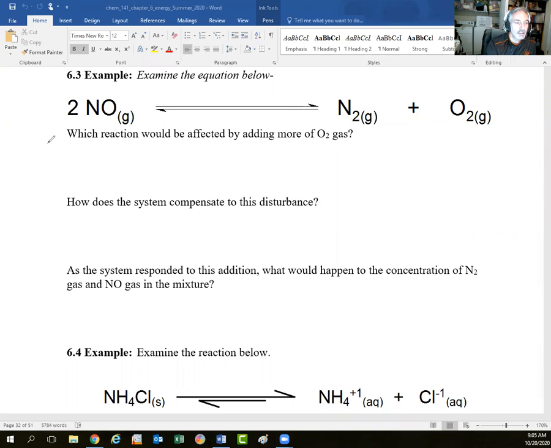Okay, so which reaction is affected by adding more oxygen gas? So adding more oxygen gas, there it is in the reaction. It's one of the fuels, along with nitrogen, that drives the back reaction. So the back reaction is the reaction which is going to be affected.